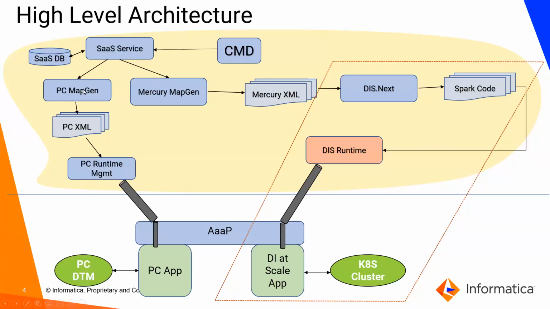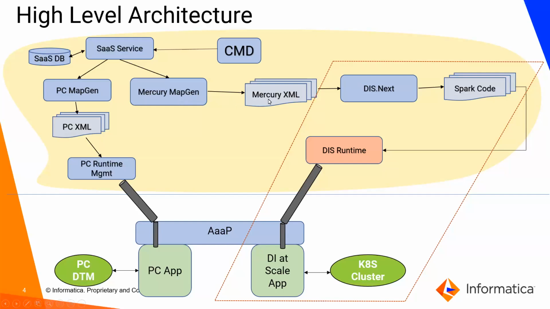If it is CDI-E, it will generate PC mapgen, which will be converted into PC XML and submitted to the agent where a PC app will be running and it will run the job on the DTM. And if it is a CDI mapping, the job will be submitted to the Mercury MapGen.